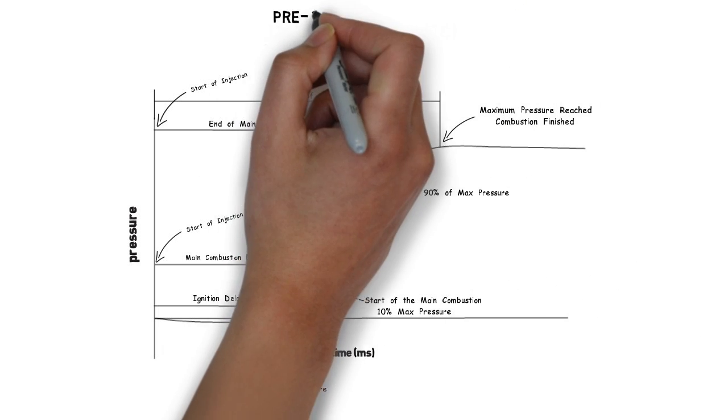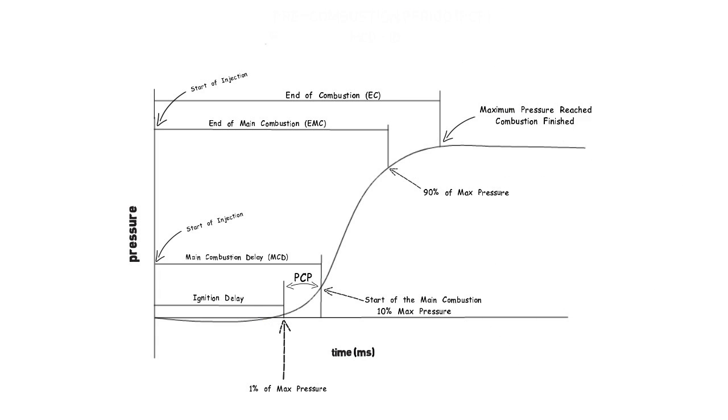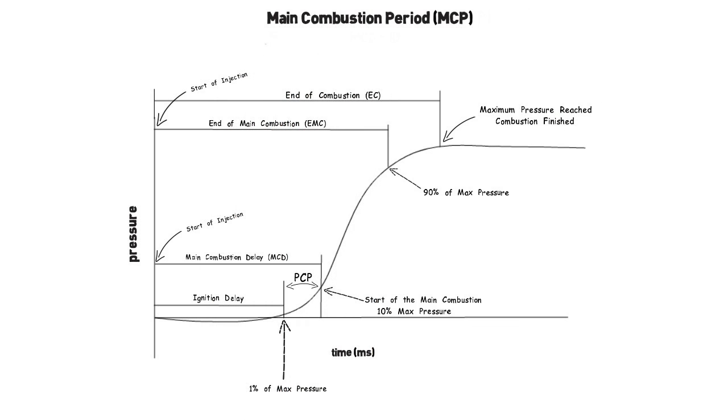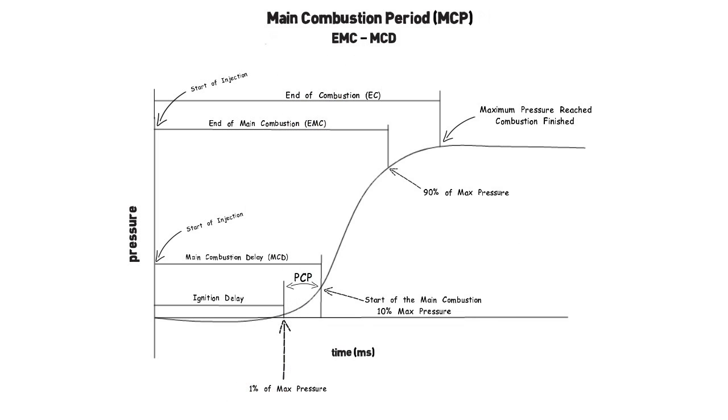Next, the pre-combustion period is the difference in time between main combustion delay and ignition delay, or main combustion delay subtracted by ignition delay. Main combustion period is the difference in time between the end of main combustion and the main combustion delay, or end of main combustion subtracted by main combustion delay.